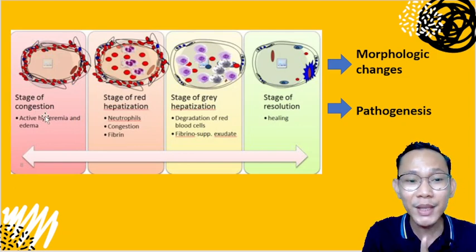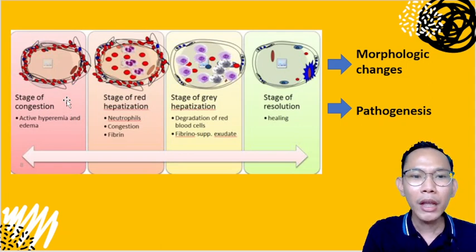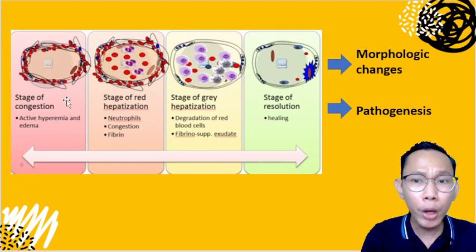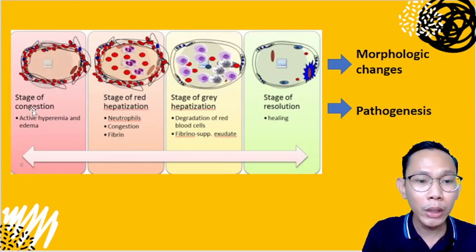This is the initial phase of your pneumonia, the stage of congestion or edema. If we check that under a microscope, ano kaya ang makikita natin na morphological changes? Sa morphological changes na nangyayari, there will be active hyperemia and edema.